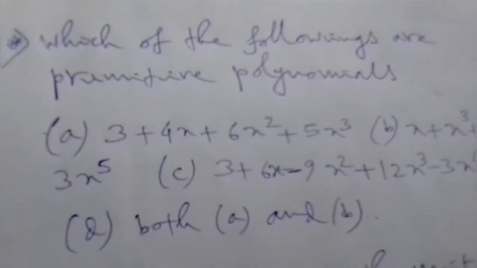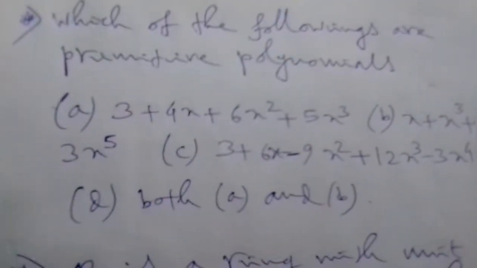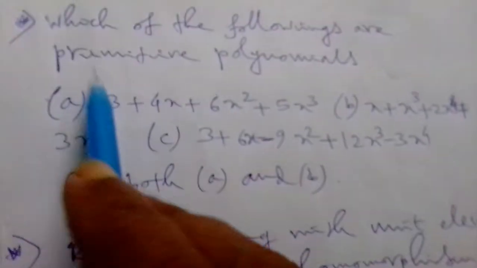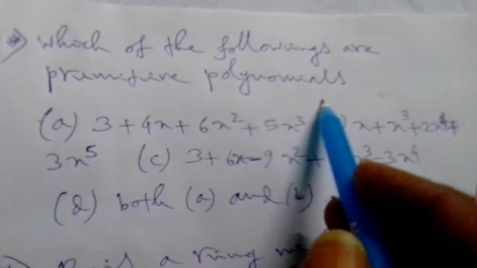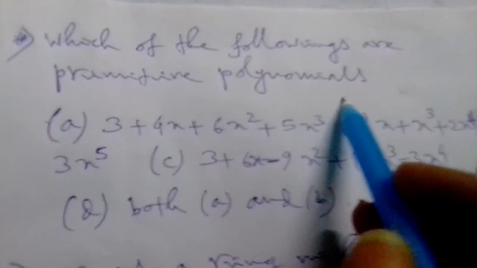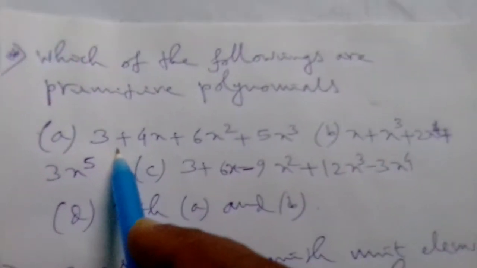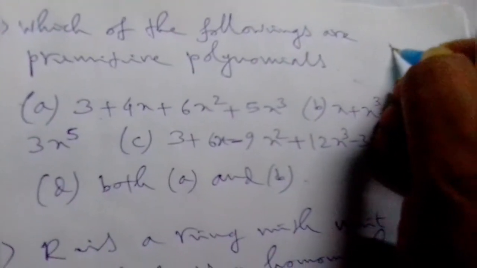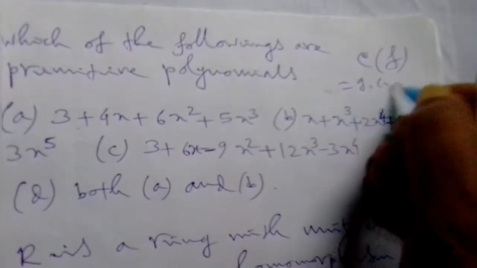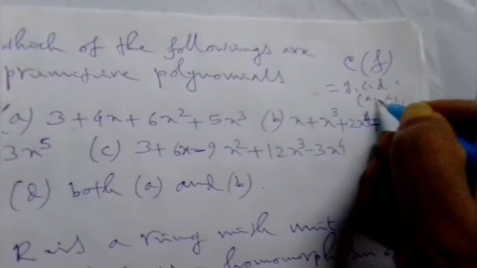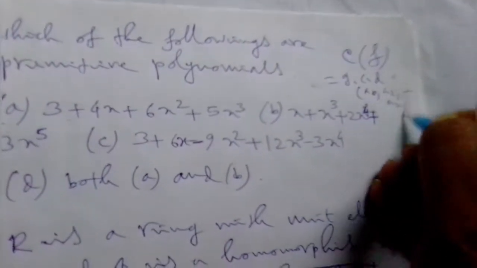Hello viewers, now I discuss which of the following polynomials are primitive polynomials. Now how do we categorize the primitive polynomial? At first we go to the definitions. We have to calculate the content of the polynomial, that is CF. What CF is? CF is nothing but the GCD of all the coefficients, like a0, a1, a2 up to an, in this way.